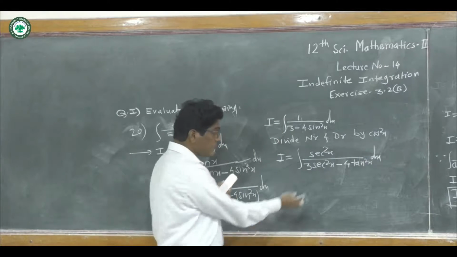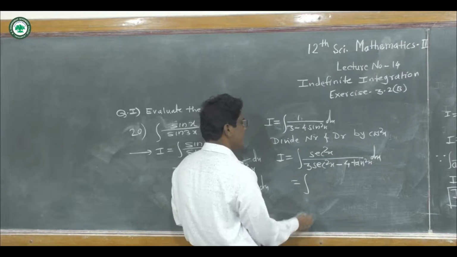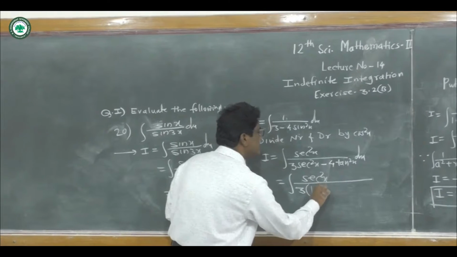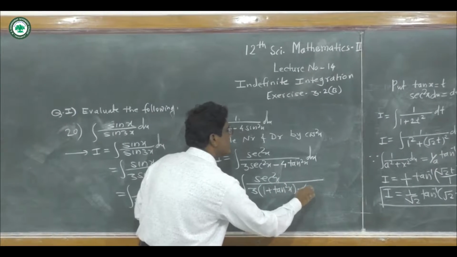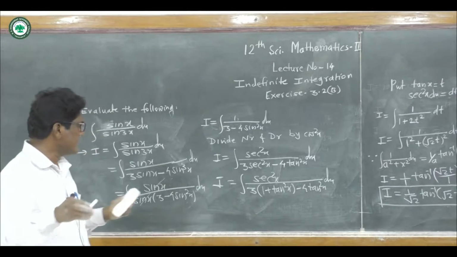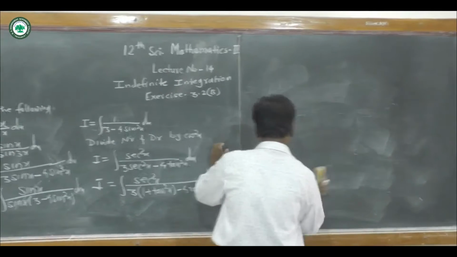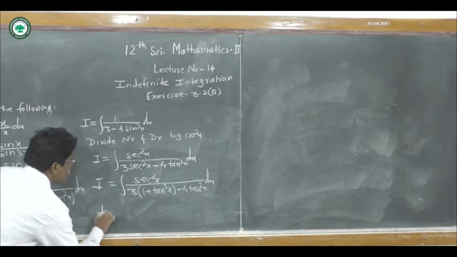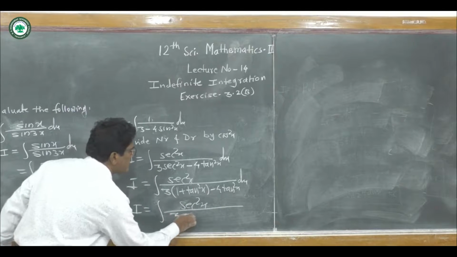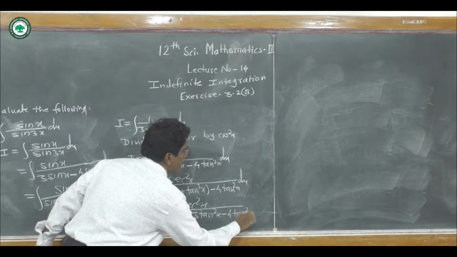Now in the denominator only, replace sec square x as 1 plus tan square x, and so it is equal to integration of sec square x divided by 3 times (1 plus tan square x) minus 4 tan square x dx. Now we multiply by 3 inside the bracket, and so we get I is equal to the integral of sec square x divided by 3 into 1, that is 3, plus 3 tan square x minus 4 tan square x dx.